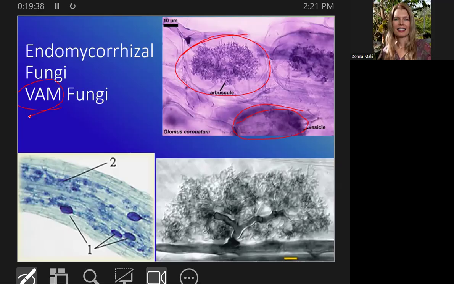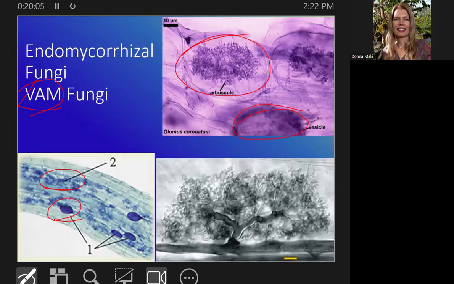Now they're just getting rid of the V, and in the published literature they usually just call them AM fungi. That seems weird to say for me. I like VAM fungi. Anyways, here's again under the microscope, lower left. You can see the arbuscles and then the fat vesicles. Again, it's just all fungal hyphae.